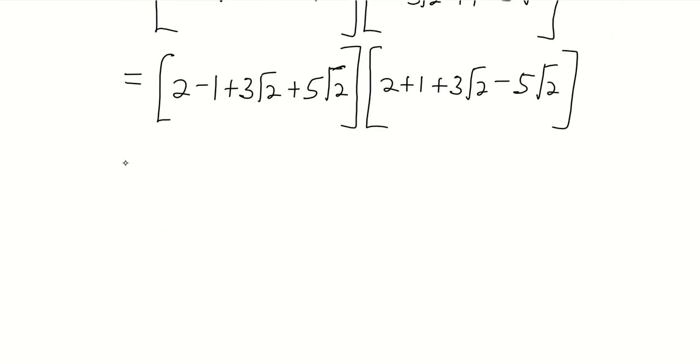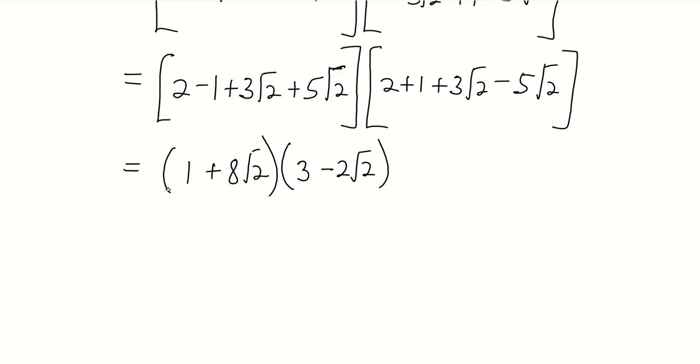Now we can also break it down and see that 2 minus 1 is going to give us 1, so we have here 1, and plus 3 square root of 2 plus 5 square root of 2, since they have the same irrational component, we can add the coefficients, so that is plus 8 square root of 2. Now being multiplied by 2 plus 1 gives us 3, and we have plus, so 3 minus 5 gives us minus 2, so we should write minus 2 here, and we write one of the irrational components, so minus 2 square root of 2. So this becomes the simplest form.